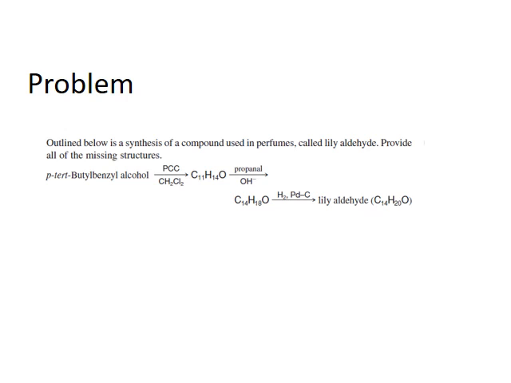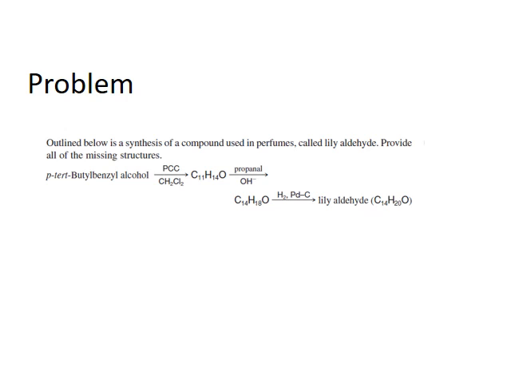Problem: outlined below is the synthesis of a compound used in perfumes called lilial. Provide all the missing structures. Here, tert-butylbenzyl alcohol plus pyridinium chlorochromate in dichloromethane gives the aldehyde. Oxidation of a primary alcohol gives the aldehyde.